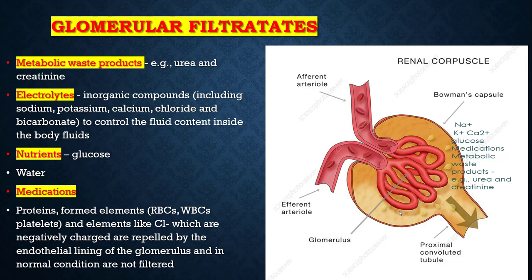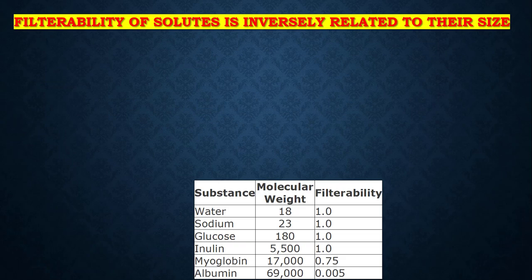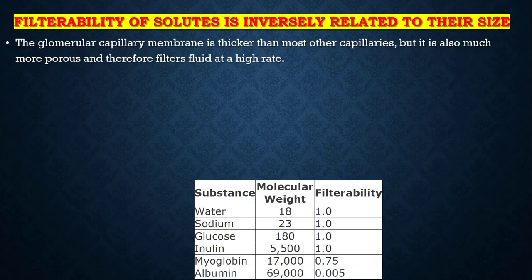Protein-formed elements like RBC, WBC, platelets, and elements which are negatively charged, like chloride, are repelled by the endothelial lining of the glomerulus and in normal conditions are not filtered. When there is no abnormality in the glomerulus, the negatively charged particles are not filtered. Filterability of solute is inversely related to their size.